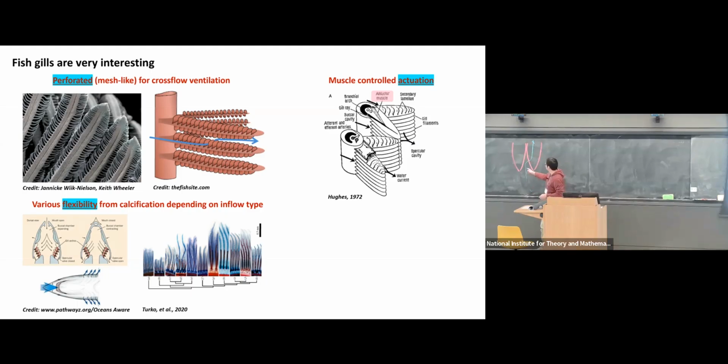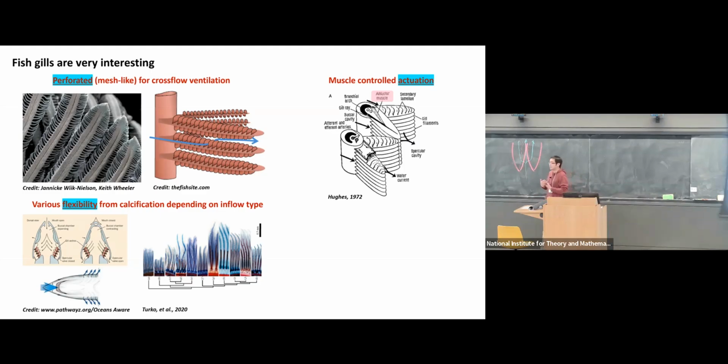So all of the flow is forced to go either on the left or the right side for respiration. But for ram ventilation, there's so much force pushing on these filaments that the ends are actually bent and separated. So they think that there is a certain amount of shunting flow going in the middle that's not participating in respiration. That's not good for the fish, which is why they need calcification to reinforce it.